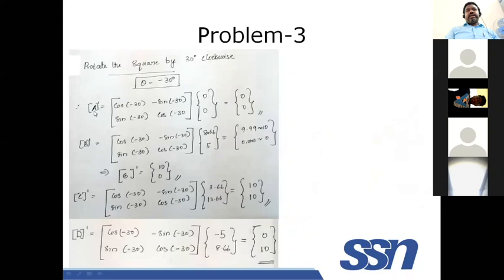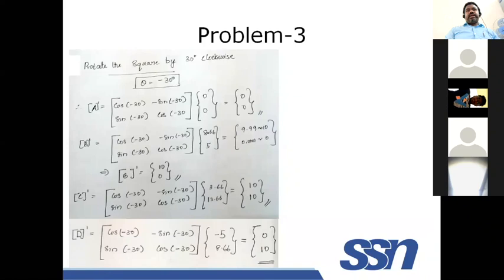A point 0 0, it will become 0. B prime, with respect to this coordinate we found 8.66 and 5. Multiply, you will be getting this value. Likewise, point C you can calculate, point D you can calculate. This is the new position of point ABCD after rotating 30 degrees in clockwise direction.